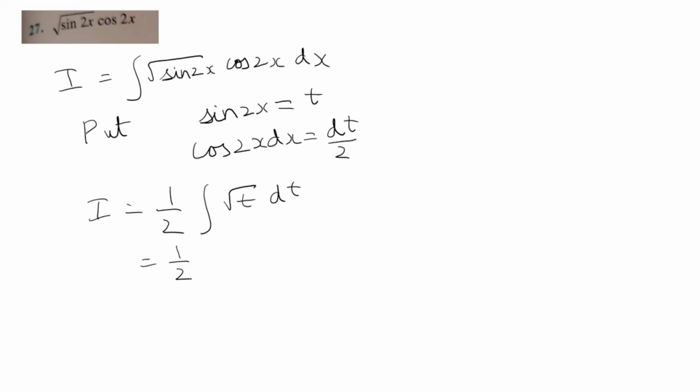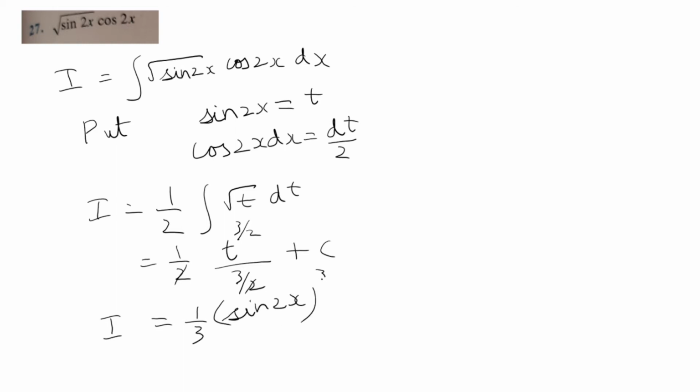Integral t raised to half dt is t raised to half plus 1 by half plus 1. So t raised to 3 by 2 by 3 by 2 plus c. So this is equal to, we can substitute t in terms of x. So this is equal to 1 by 3 sin 2x the whole raised to 3 by 2 plus c. I hope this is clear.